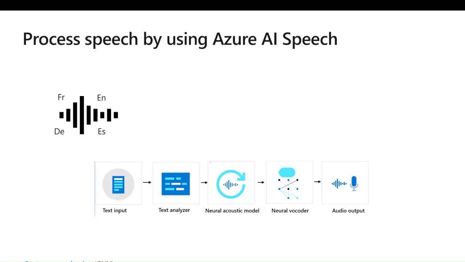Next, the phoneme sequence goes into the neural acoustic model to predict acoustic features that define speech signals. Acoustic features include the timbre, the speaking style, speech intonations, and stress patterns. Finally, the neural vocoder converts the acoustic features into audible waves so that synthetic speech is generated.